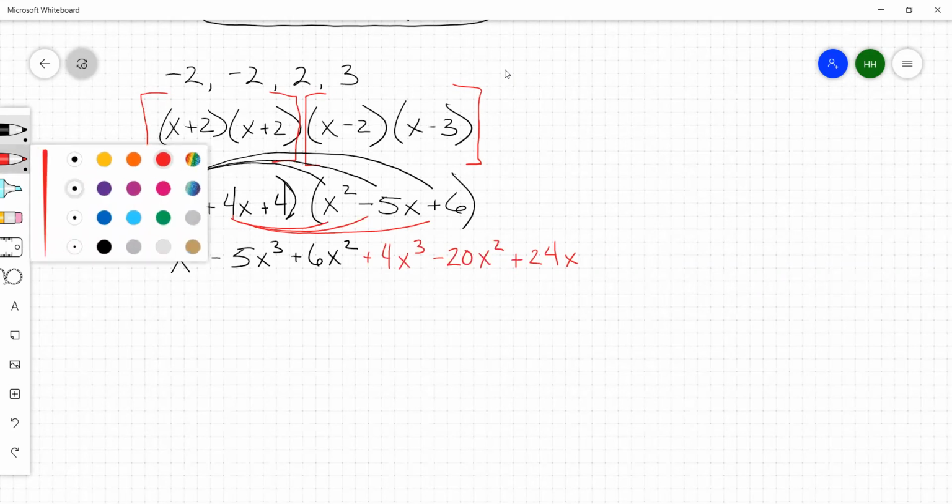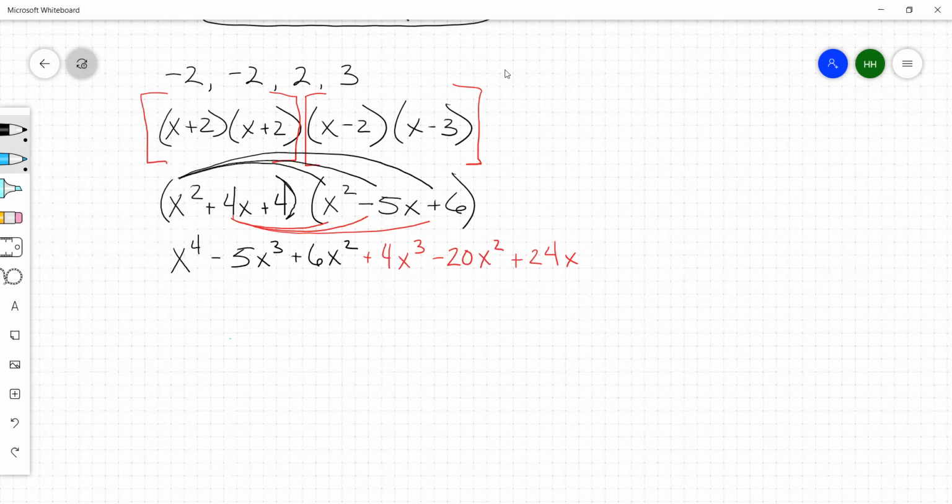And now you get to do it one more time. We've got to distribute this 4 to everything in the right side parentheses. So I'm going to go 4 times x squared, +4x squared. 4 times -5x is -20x. 4 times the 6 is +24.